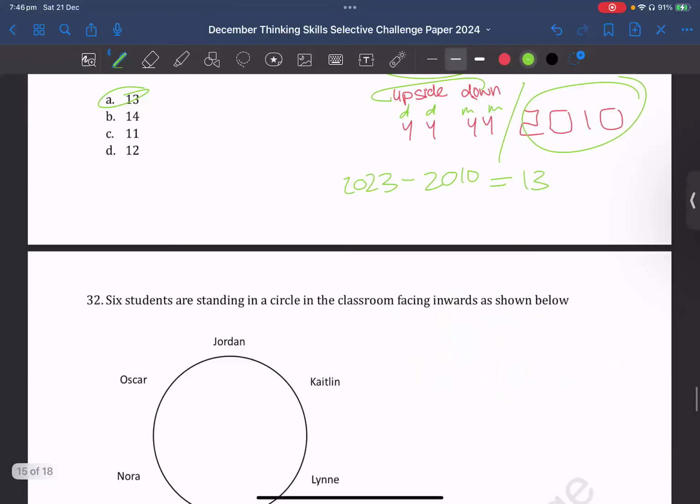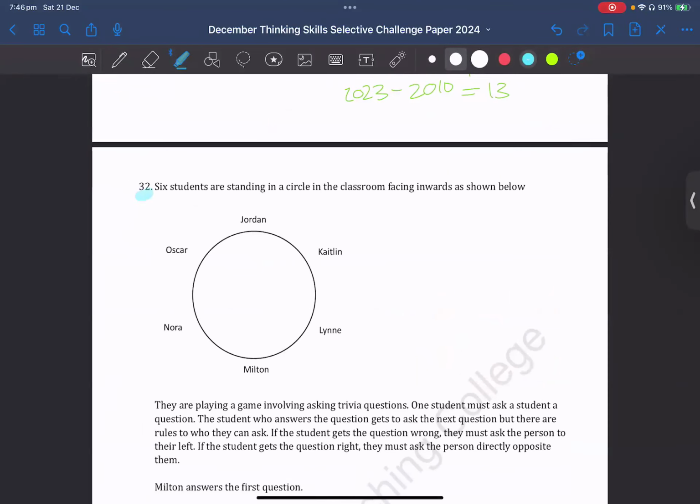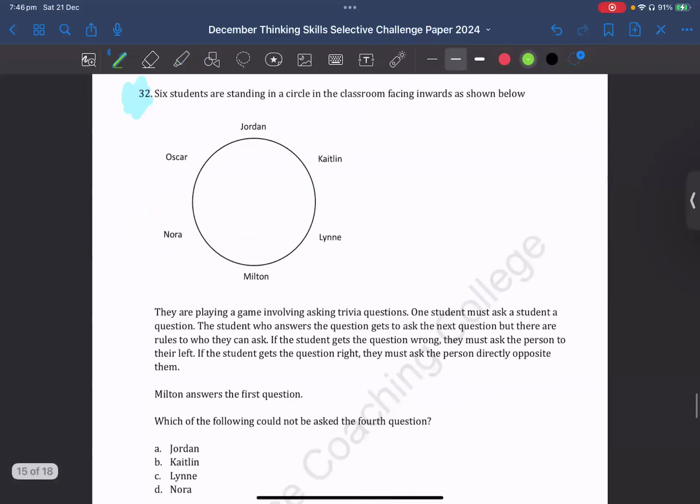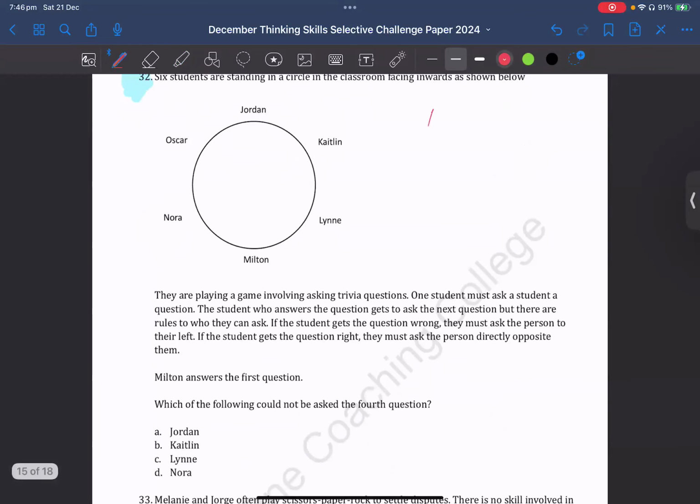Alrighty, question 32 is actually quite difficult. I would spend a bit more time trying to understand it. I think that understanding this question is actually quite difficult, and honestly, if I was doing this in a test, I would skip it and come back to it later. So all the questions I've highlighted blue here, skip it, come back to it later. So the key thing to understand here is that wrong means that you go to your left, whereas right means you go to the opposite corner.